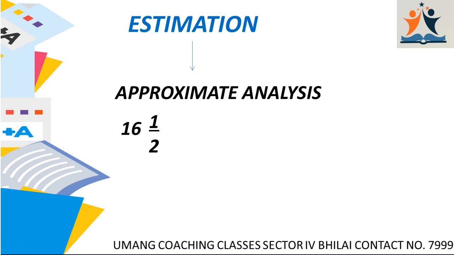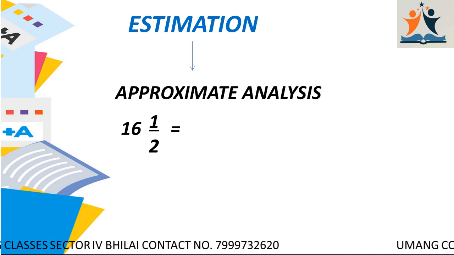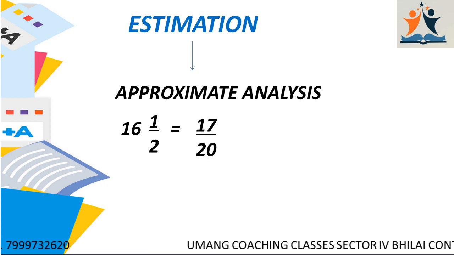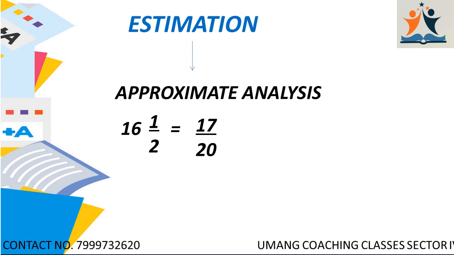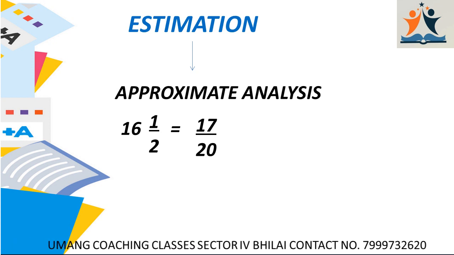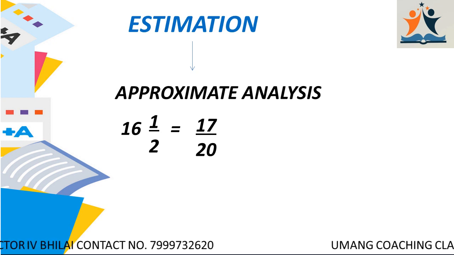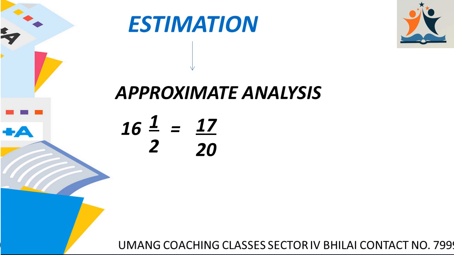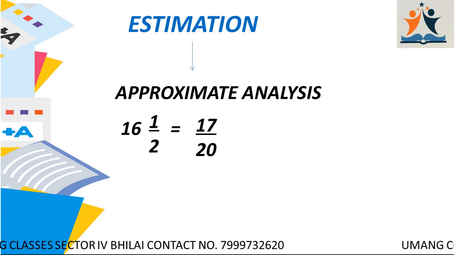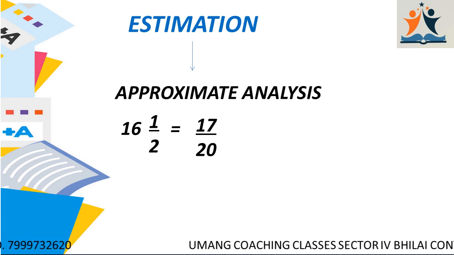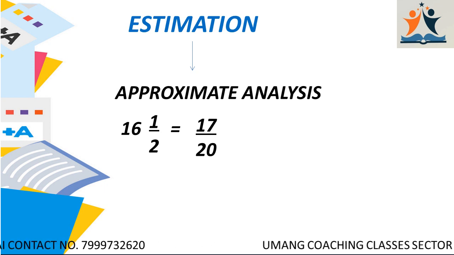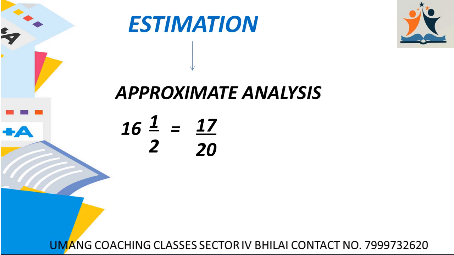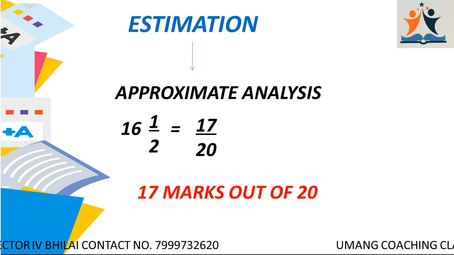So we basically round off this half mark into a complete number and we say we have got 17 marks out of 20. So we have rounded off the half mark to 1 because actually I did not get the complete marks. I got 16 and a half marks. But we have rounded it off and said that we have got 17 out of 20. Is it the right answer? No, it is not right.